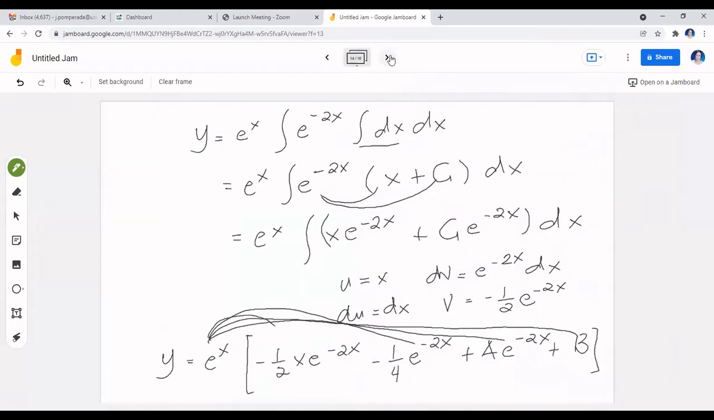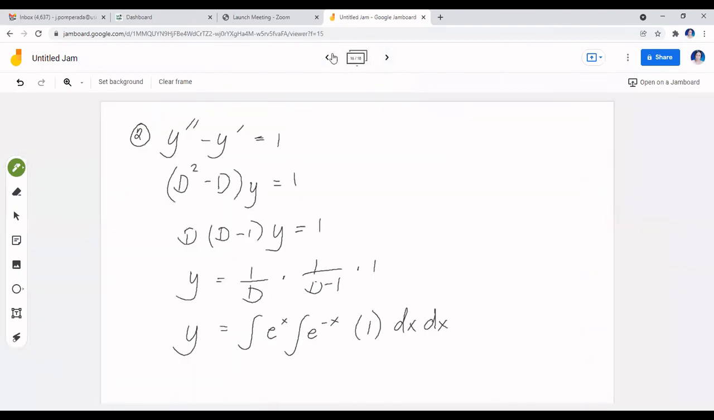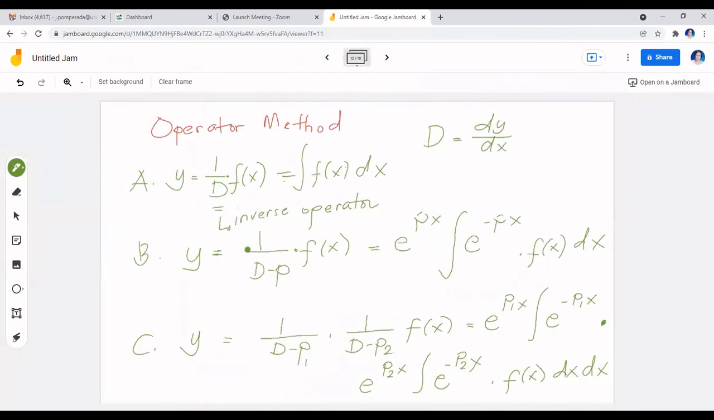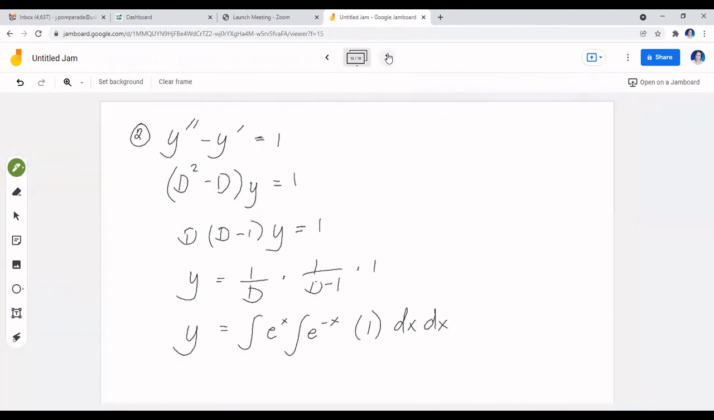Okay, I'll give you another one which will illustrate the use of the first two formulas, this one, this one, the inverse operator, and just one of this. I give you this example. This one can also be solved using the method of undetermined coefficients. Second derivative, first derivative, and one here as your function of x. This is your g of x.